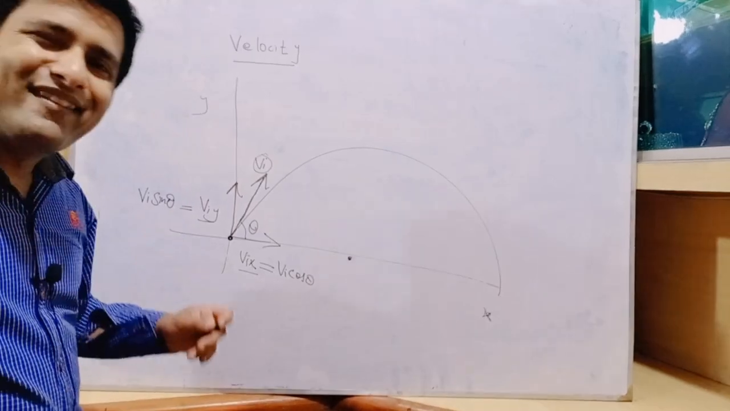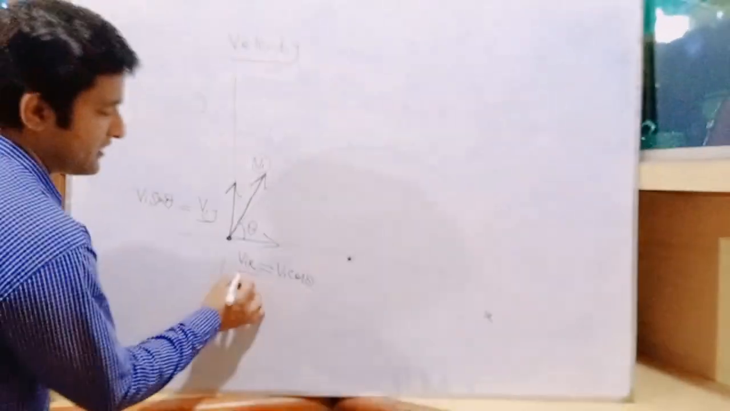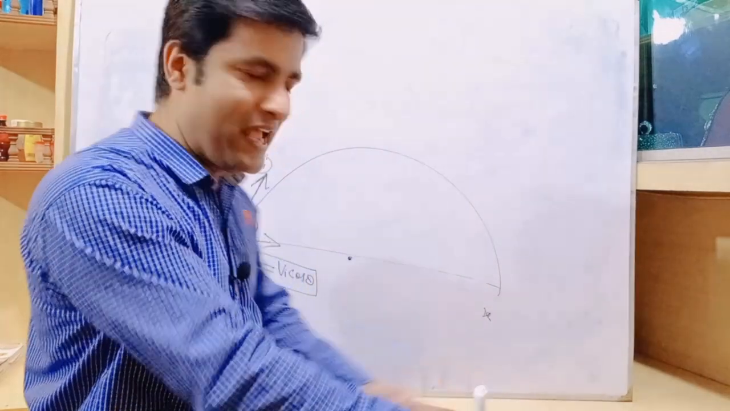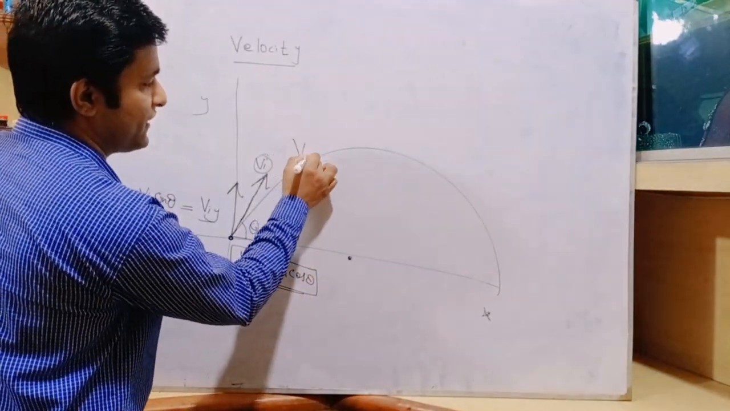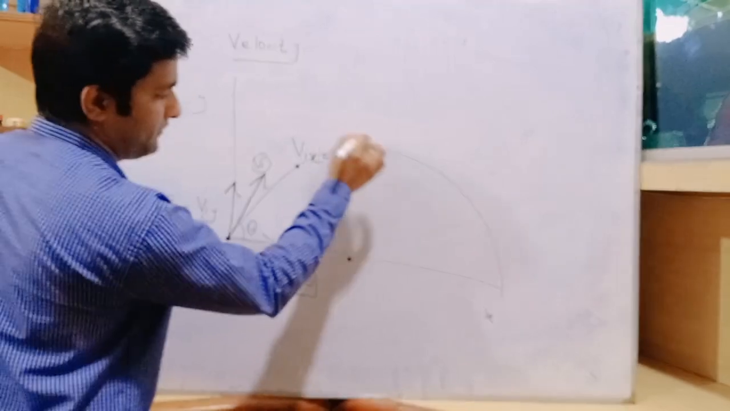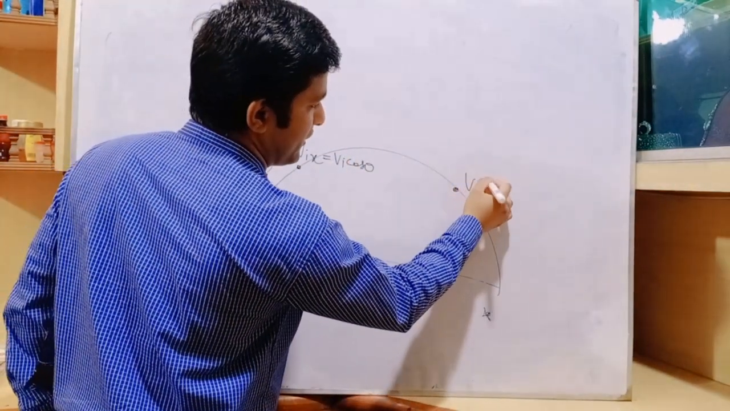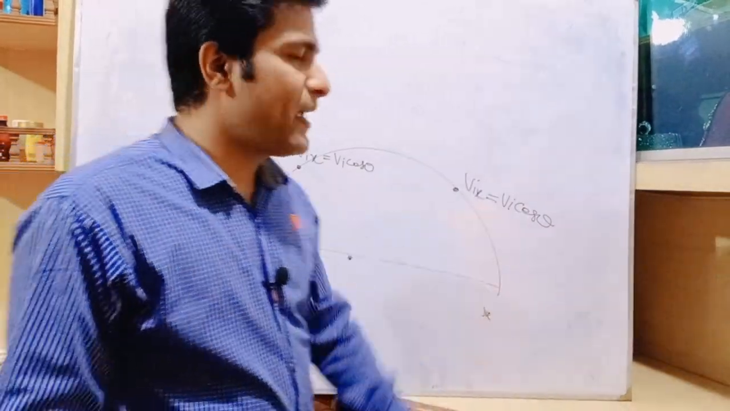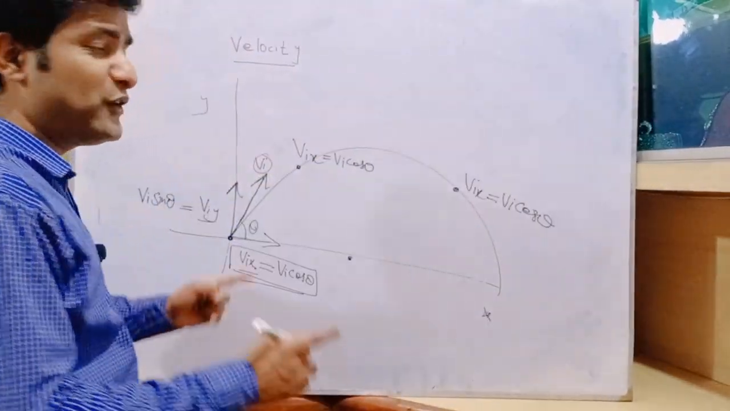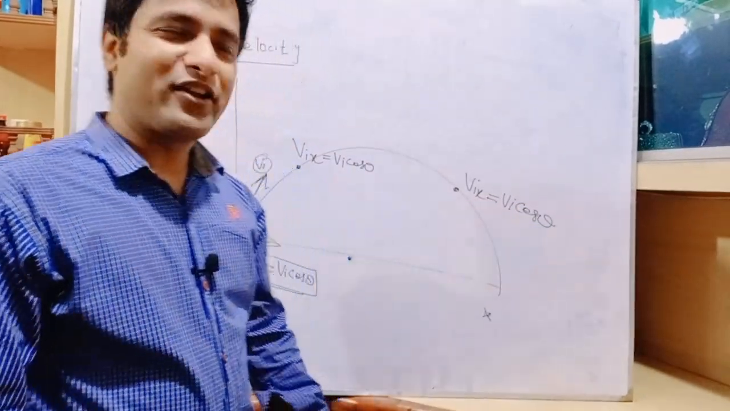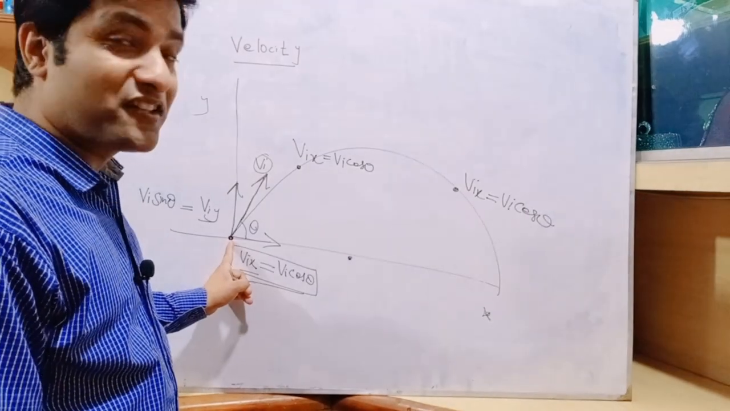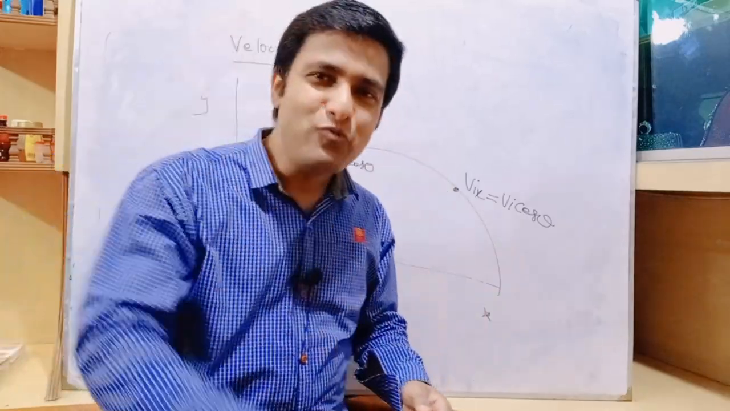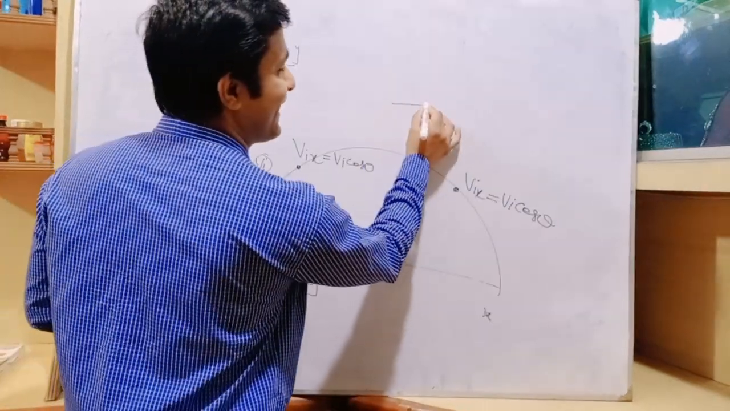So the important thing about the velocity is the VIX. This is the X component of the velocity that will remain constant throughout the motion. If you see this component over here, VIX will remain same, VI cos theta. It won't be changing. Why would it remain same? Because there is no force acting in the X direction, because this body we are calling a projectile is only traveling under the effect of gravity, and gravity always acts downwards. So there is no force in X direction.